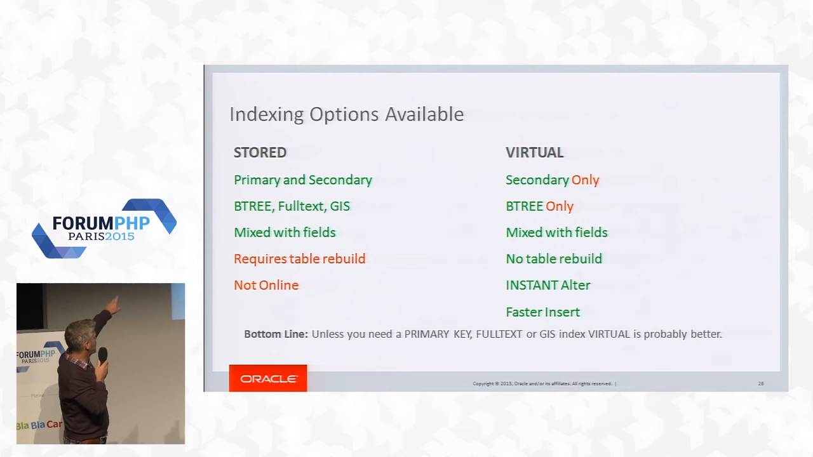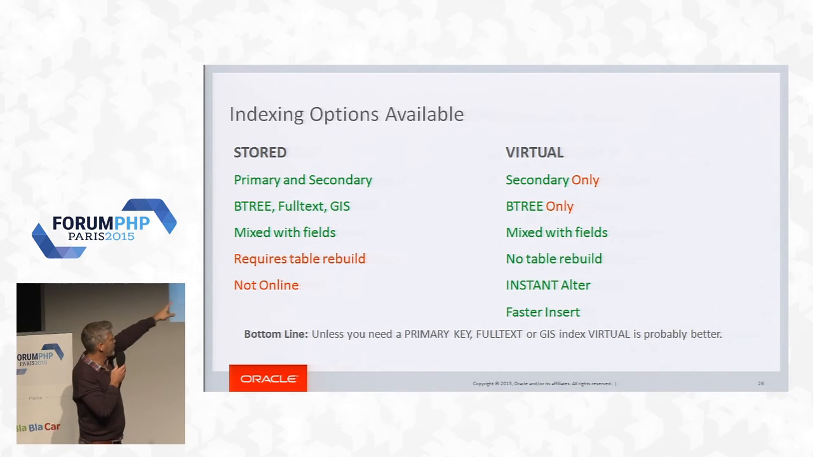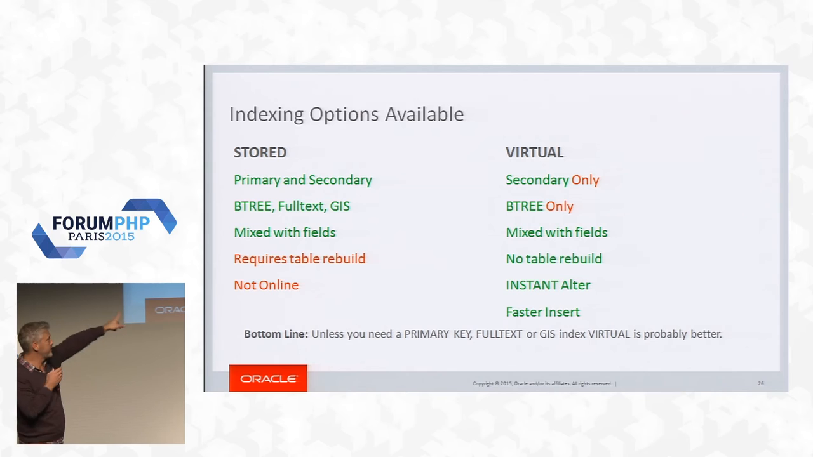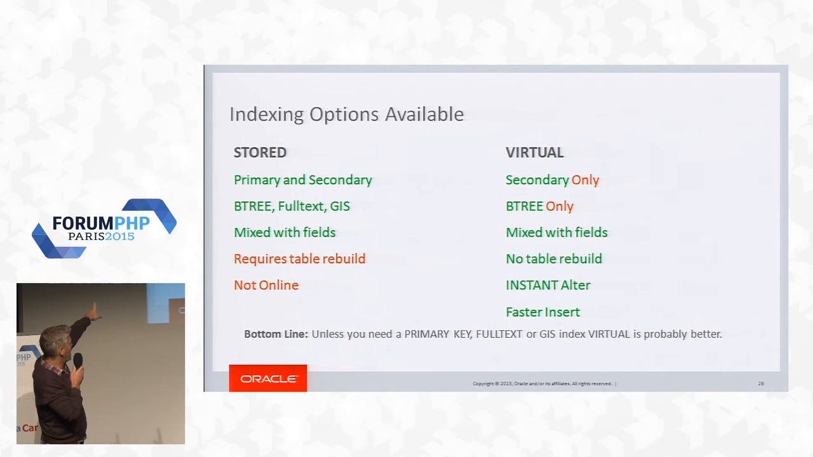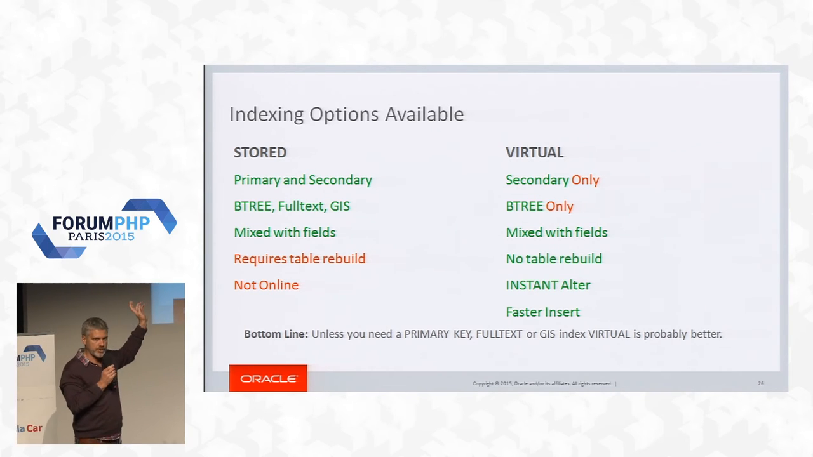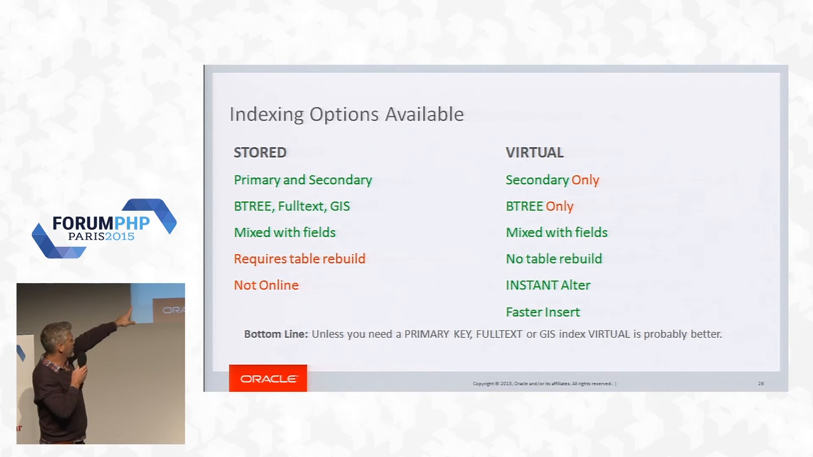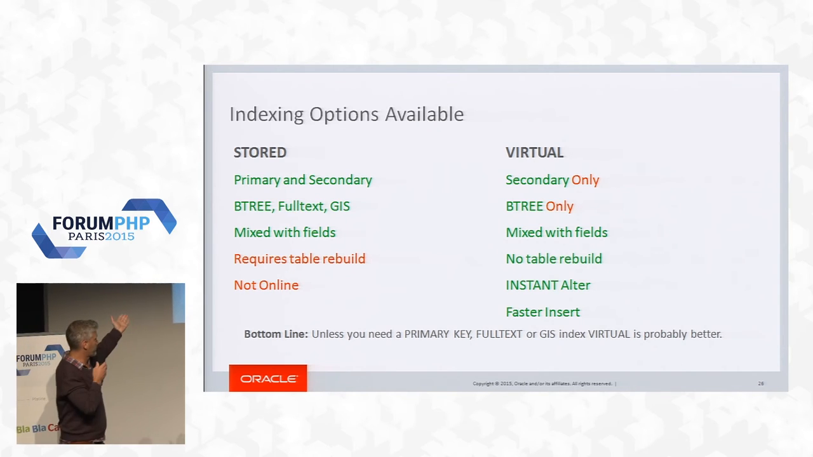Stored: you have to have stored if you want to do an index on a primary key. Virtual only supports secondary keys. Stored, you would have to do that if you want to do full text or GIS, because currently the virtual supports a regular B-tree only, which is good enough for JSON, but of course in a full text or GIS context, you'd have to do it stored.